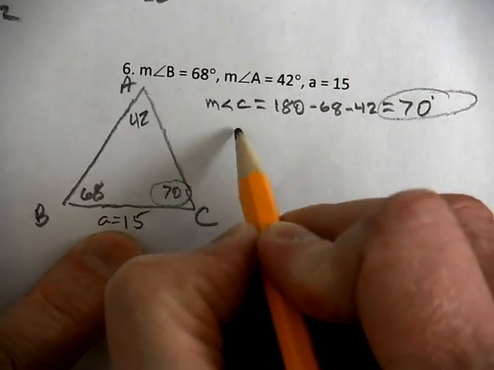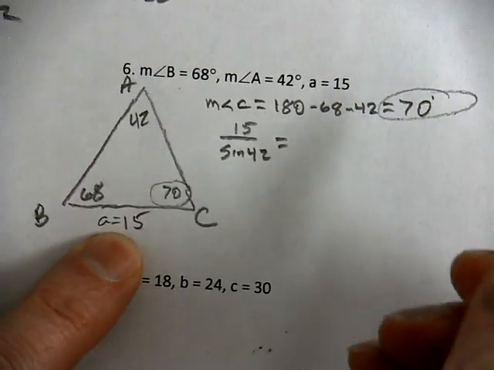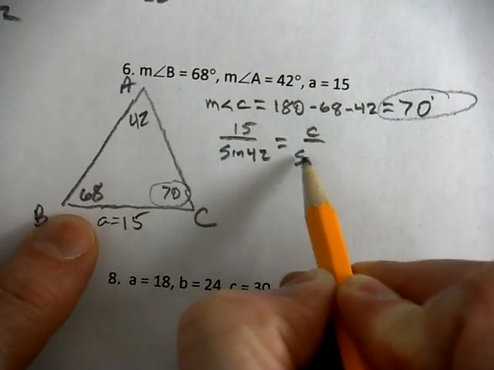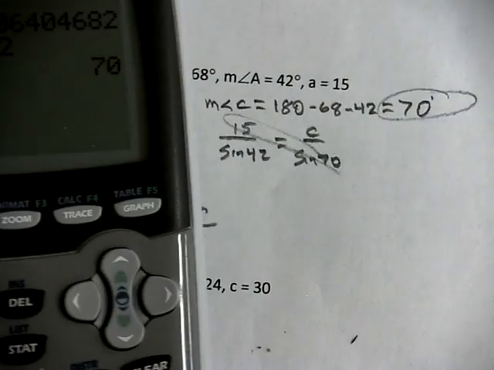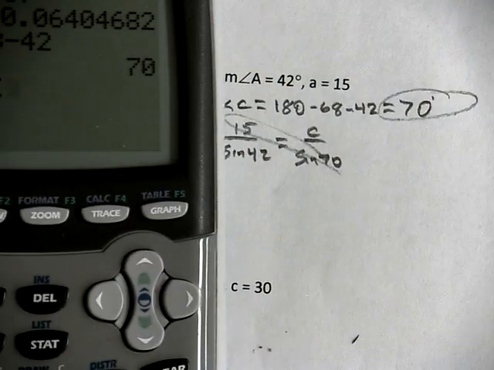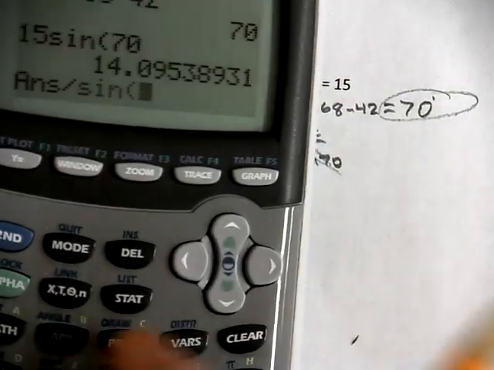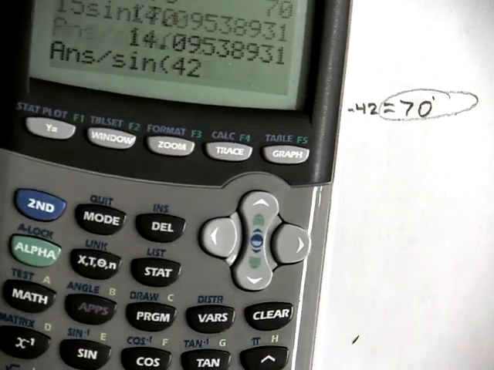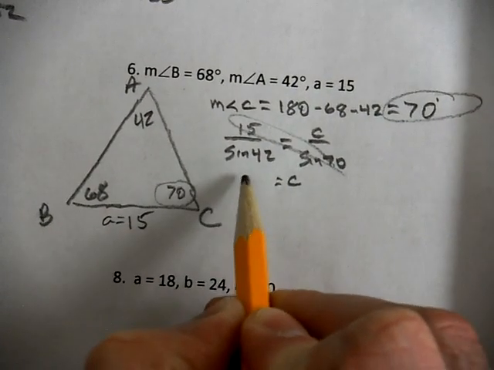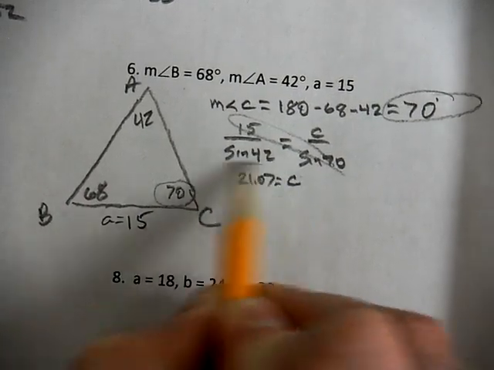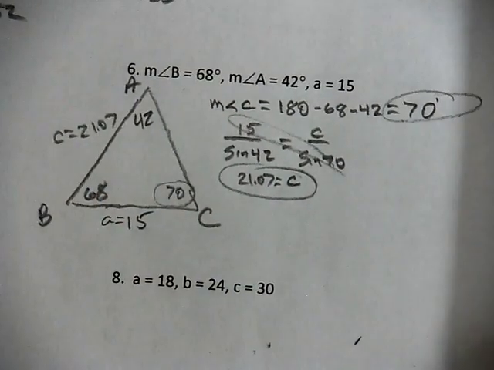So we're going to use 15 over the sine of 42 equals C over the sine of 70. 15 sine of 70, cross multiply, divided by sine of 42. That gives us 21.07. So C would be 21.07.